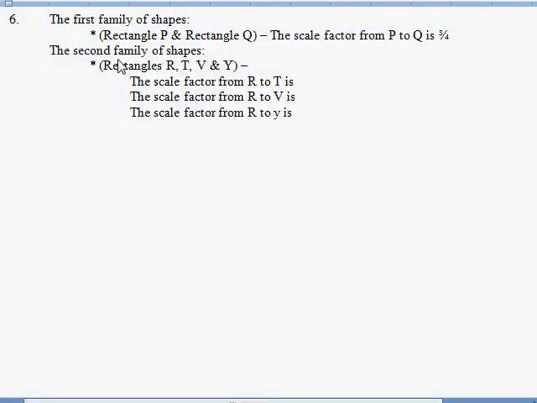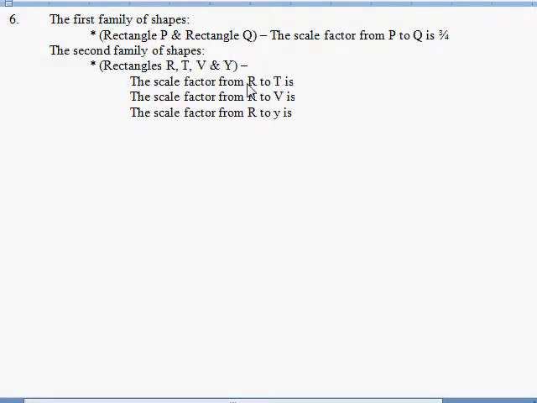All right, the next family I found was rectangles R, T, V, and Y are all similar somehow. So we're just going to take one of them and compare them to the rest, because if R is similar to T and R is similar to V, then T is similar to V. So I don't have to list everything out there. So I just did R to T, R to V, and R to Y. So we've got to figure out the scale factor.